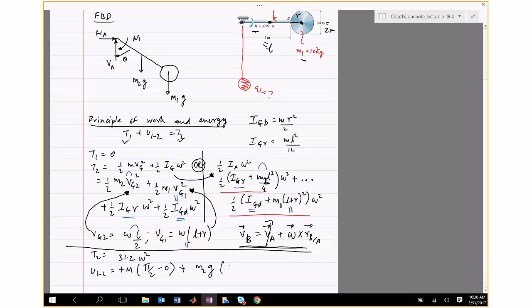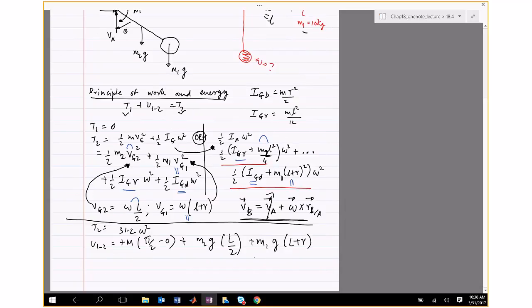So it's going to be M2G times L divided by 2, because when it goes 90 degrees, the distance moved is L divided by 2, plus M1G times the distance moved by the center of the disk, L plus R. All these things are given. M1, M2, L, capital M comes out to be 312. So when you use the principle of work and energy, you get omega equals the square root of 10, which is 3.16 radians per second.